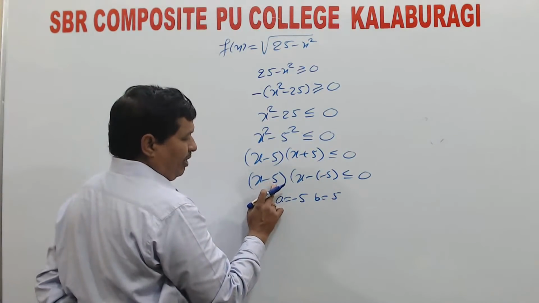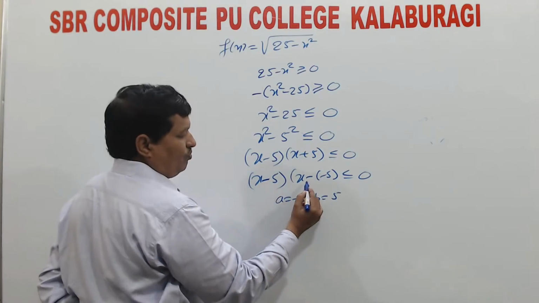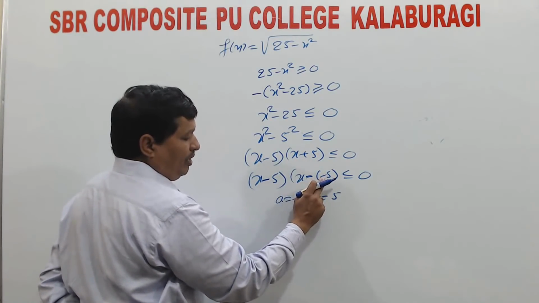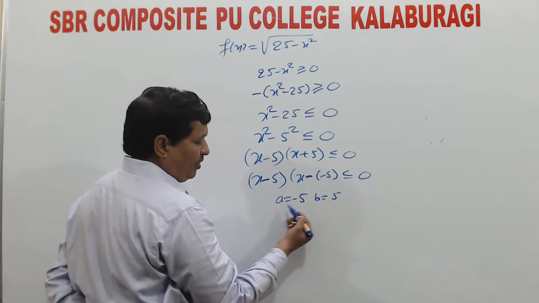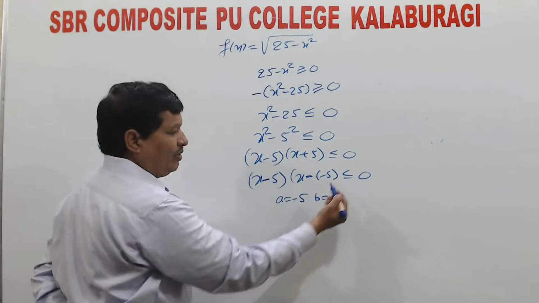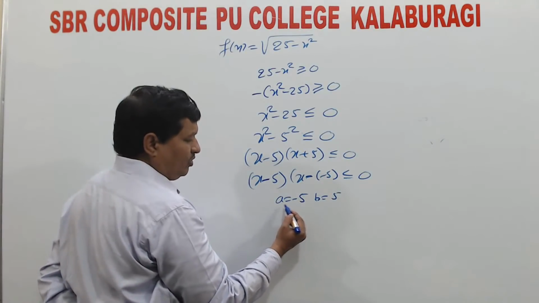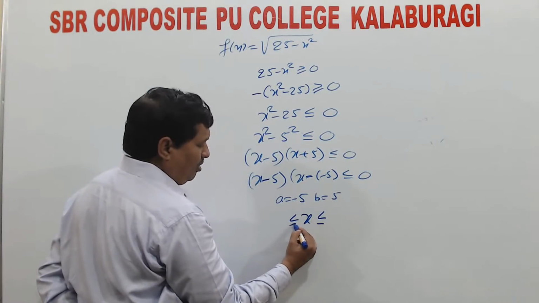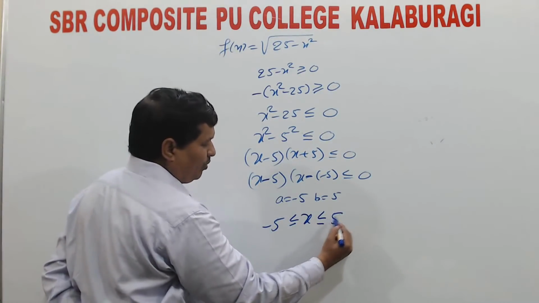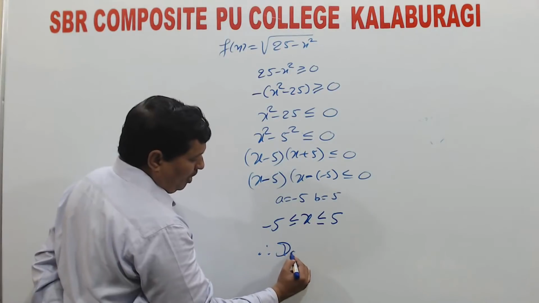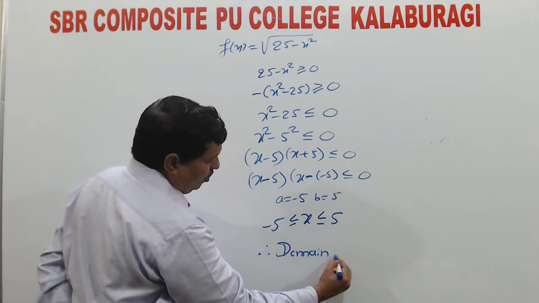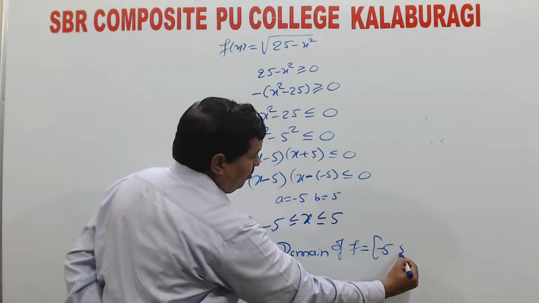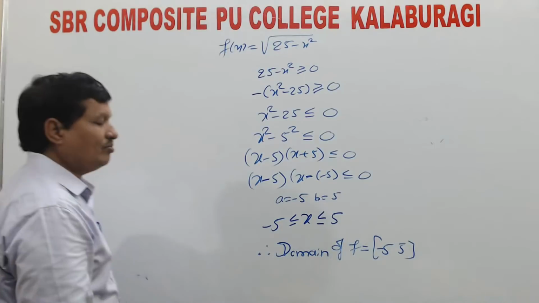Okay. So (x minus a) is common, (x minus a) into (x minus b). Why did I write here minus of minus a? It should be minus here. Then only you can write the inequality and evaluate it. So a equal to minus 5, b equal to 5 means x is lying between minus 5 to plus 5. Therefore, domain of f equal to minus 5 to plus 5.